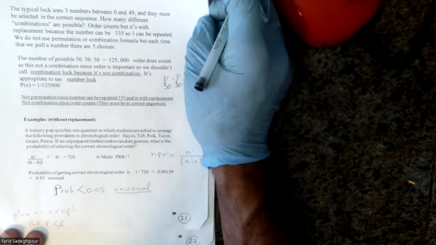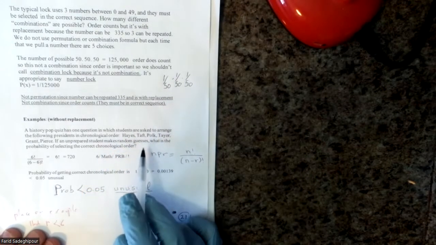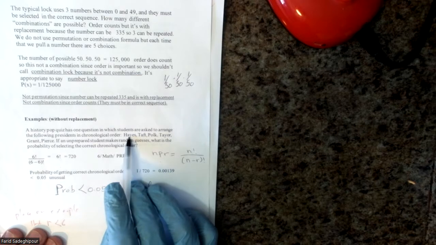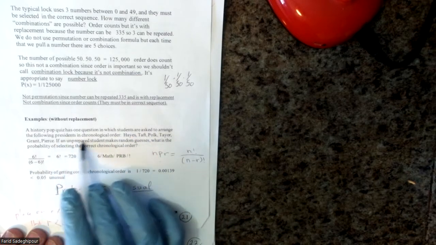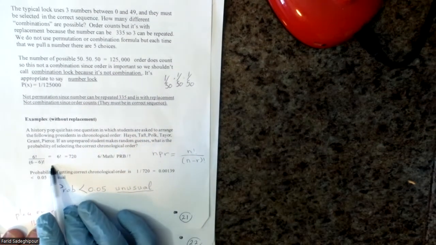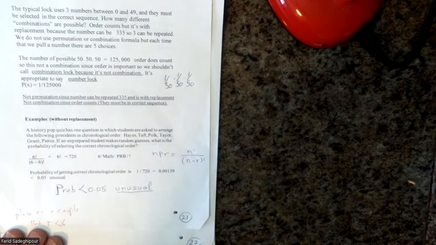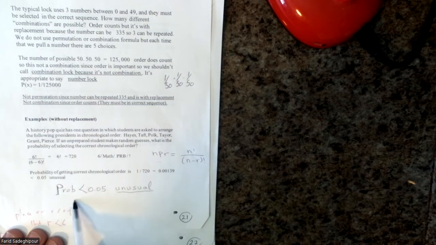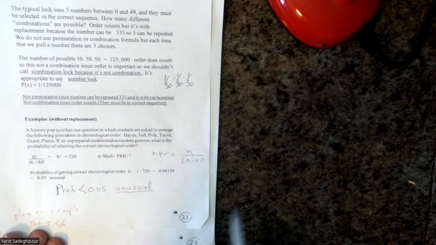In the history pop quiz, one question asks the student to arrange the following presidents in chronological order. They want all this arrangement in order. If the arrangement is in order, then it would be permutations. And when you do the calculations, remember this magic number. If the probability is less than 5%, it is always unusual. Probability always has to be greater than 5% in order to be usual.